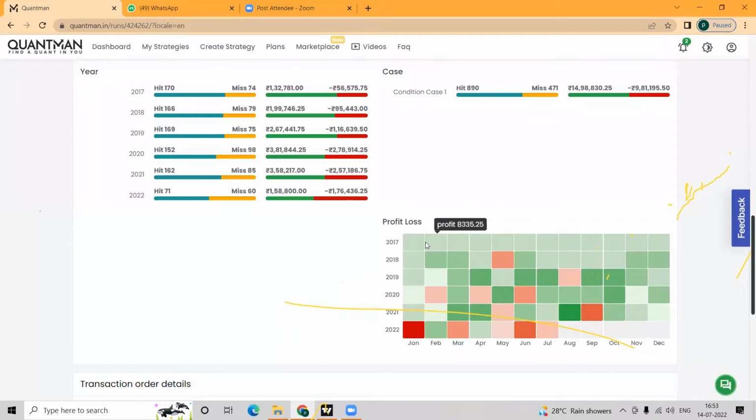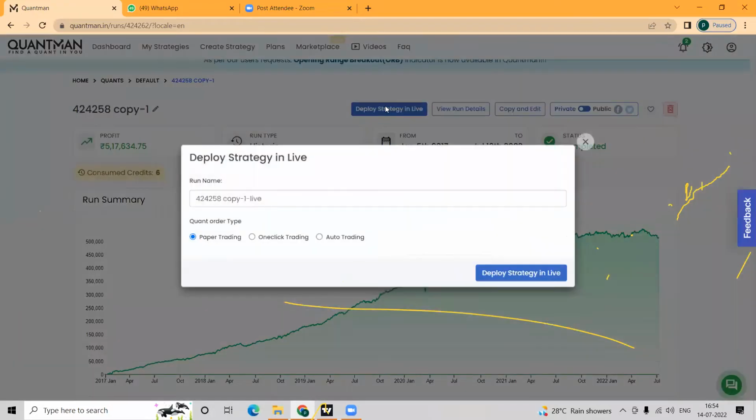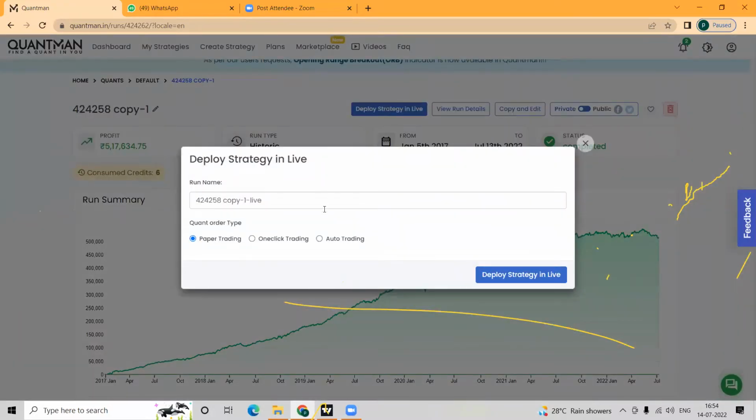First month we are getting 8,335 rupees. In the first month we lost around 16,000. Second month we got 13,574. But this strategy needs only 1.5 lakhs capital from the user's end. This is a simple strategy. Okay, if you are convinced with the results and want to deploy the strategy in live in auto trading, again the same procedure: just click that dark blue color line, deploy strategy in live.